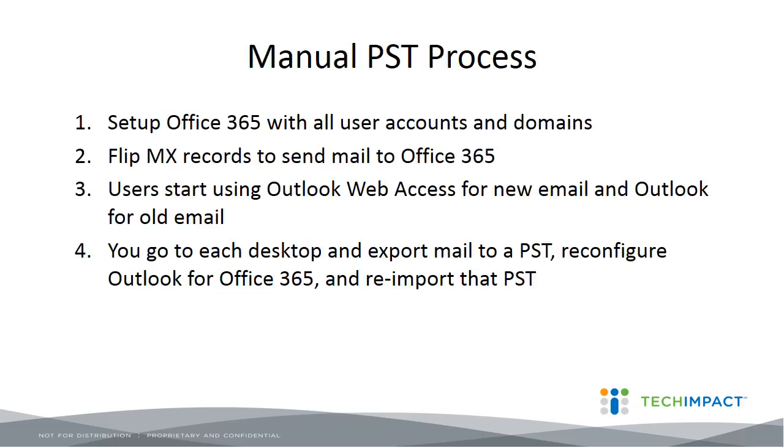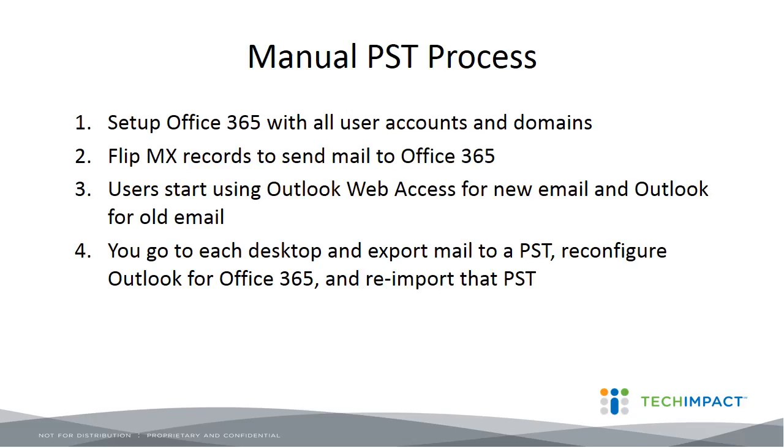Okay, so to do a manual PST migration, you'll set up Office 365. You'll get your domain verified, get the licenses, then you'll create user accounts for everyone and create distribution groups and all that kind of stuff. And then you'll flip your MX records, the DNS change that you make to send all your mail to Office 365. Again, if you don't know what DNS is and you don't have a consultant to help you, this might not be the right thing for you to be doing on your own. Then your users will start using Outlook Web Access for new email, and they'll just continue to use Outlook for old email, right? Their old email is already in Outlook.